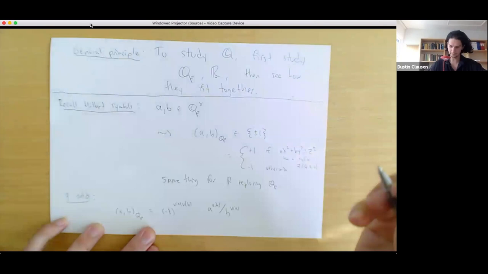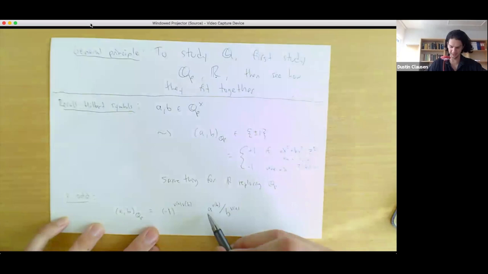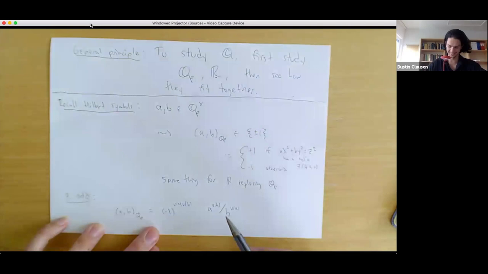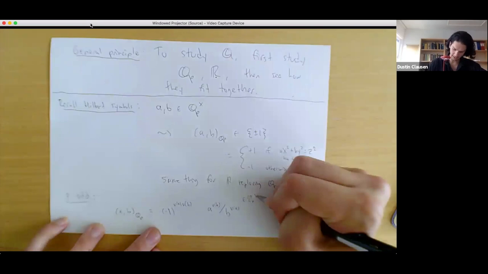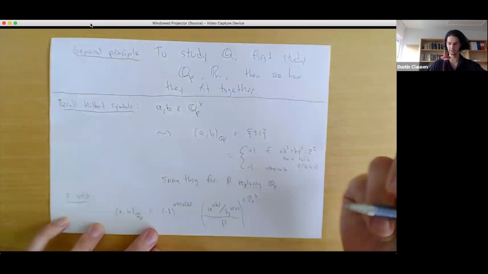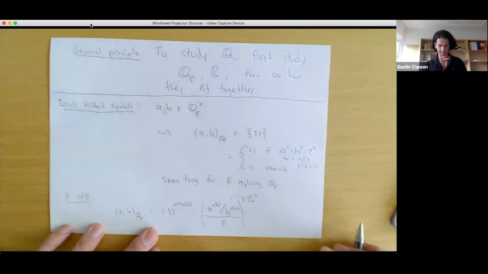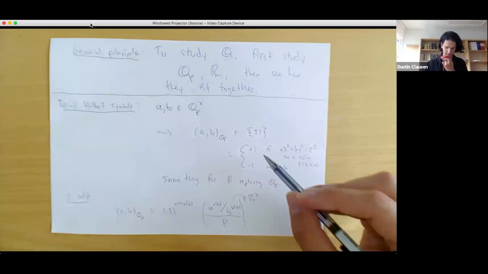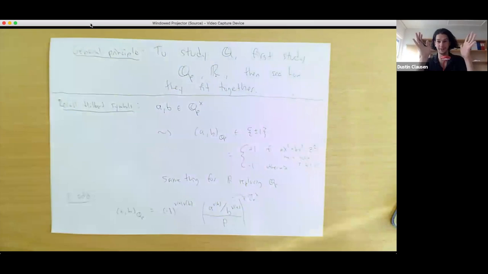And then note that these two things here, A to the valuation of B and B to the valuation of A, have the same valuation because in both cases, it's the valuation of A times the valuation of B. So when you take their quotient, it has valuation zero, which means it's a p-adic integer, right? Well, a p-adic unit, in fact. And in particular, you can reduce it mod p and ask whether or not it's a square mod p. So you take the Legendre symbol of the residue of, so this thing lives in Z_p cross. You take the Legendre symbol of the residue of this thing mod p, and that gives you a sign plus or minus one, and then you multiply it by this sign here. And that is one way of writing the formula for the Hilbert symbol when p is odd.